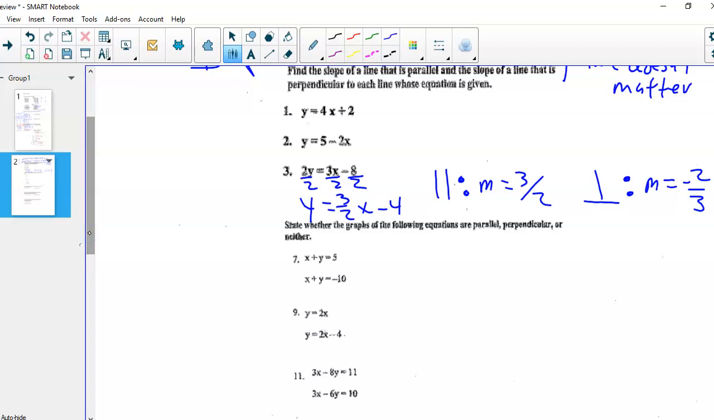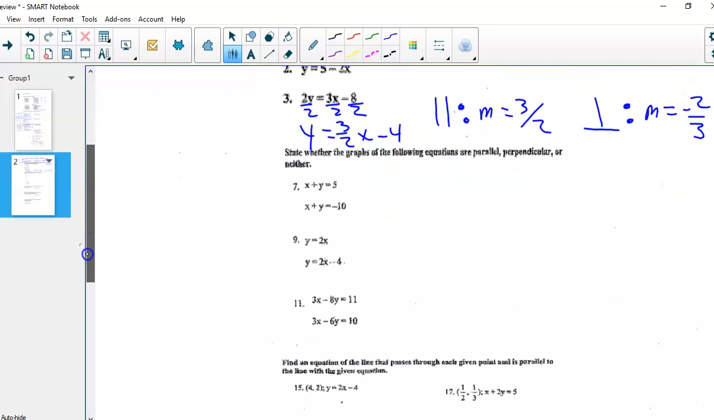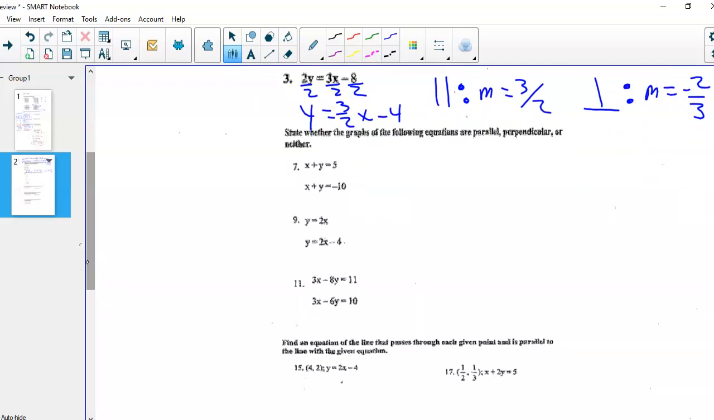Wait, so the answer is 3 over 2. Both of these are your answers. One is your parallel, one is your perpendicular. You need to give both, or if it asks that, just pay attention to what it's asking. For these types of questions, they're asking whether these equations are parallel, perpendicular, or neither.